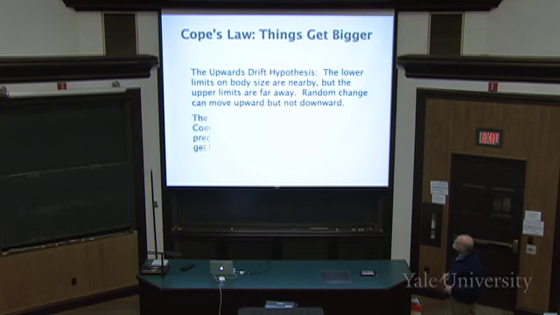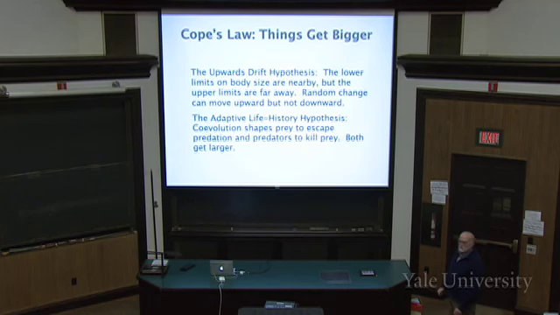So that's one possibility. The other is that the reason that things got bigger is coevolutionary. Coevolution is shaping prey to escape and predators to kill, and prey can escape predators by getting too big to eat, and predators can kill big prey by getting bigger than they are. So this would be an adaptive life history hypothesis saying that Cope's law results from a coevolutionary arms race between predator and prey. And we don't really yet have a powerful method for disentangling these two effects. And I think if you look at their logic, you can see that they're not mutually exclusive. They could both be going on at the same time.